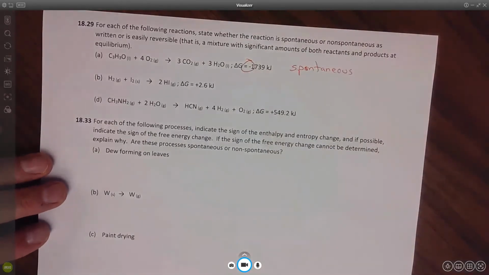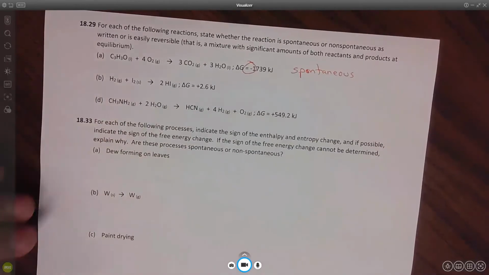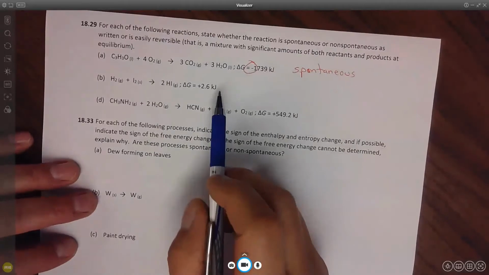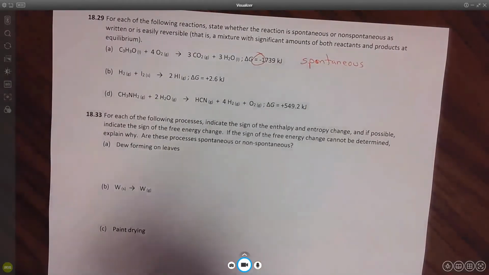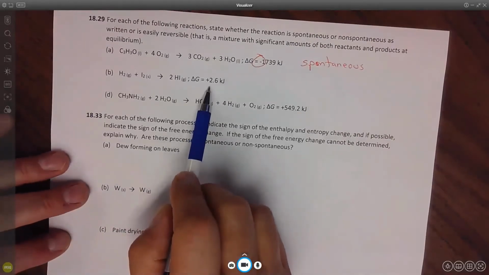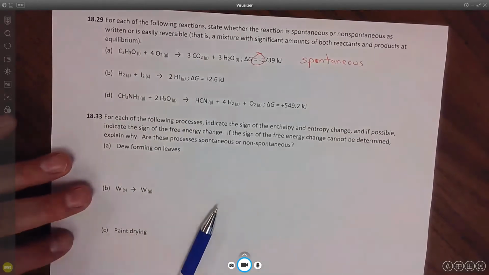Okay. Taylor, what about this next one? What do you think about it? Spontaneous, non-spontaneous, or easily reversible? Non-spontaneous because of the positive delta G. Okay, I'd give you that, but I want to add a caveat to it. I would give you credit for that, okay? But the better answer is easily reversible. That's because it's within that range of plus or minus 10 kilojoules. So when this is close to 0, we say it's an easily reversible process.